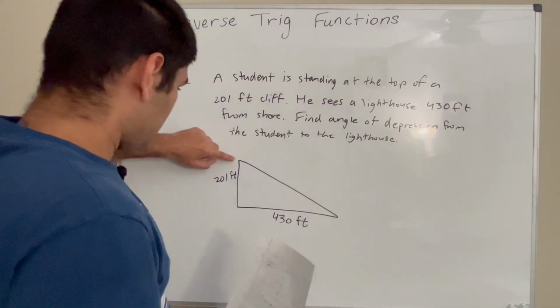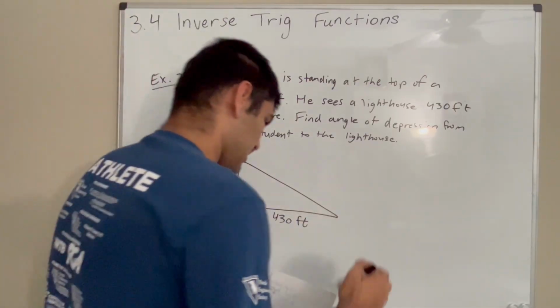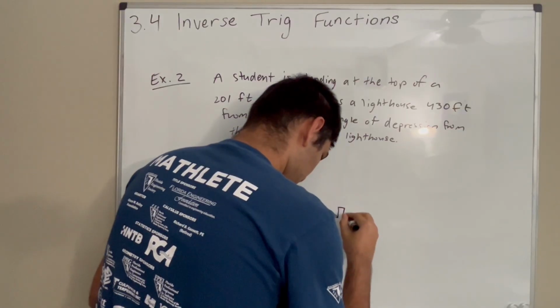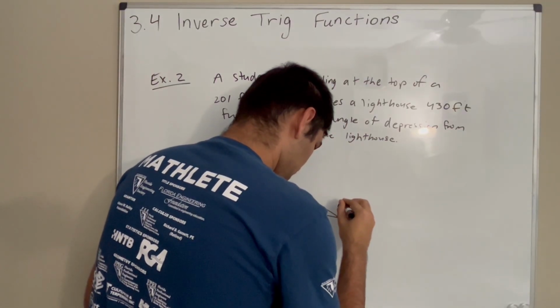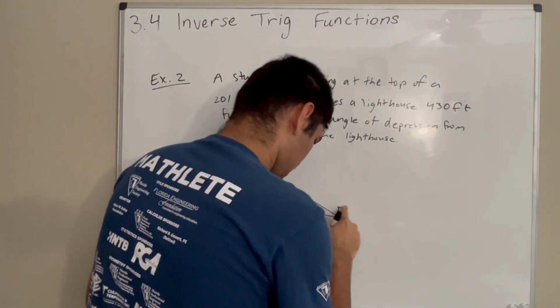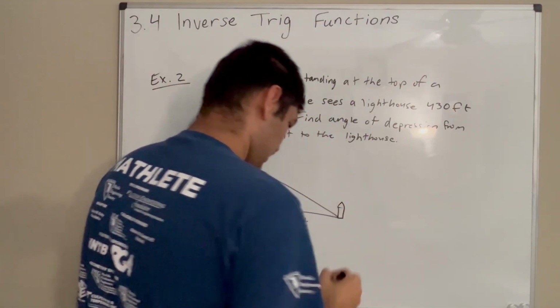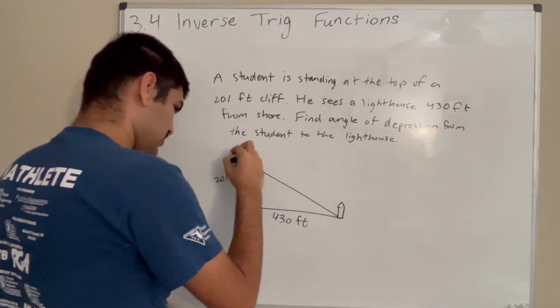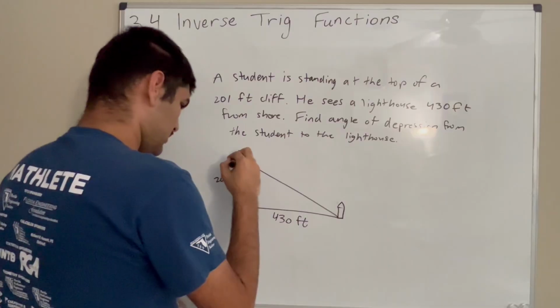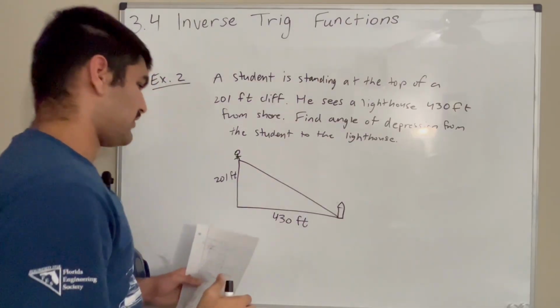Okay, and so we know the student is standing here, the lighthouse is right here, so you want to draw like a little lighthouse. Not that good at drawing, but we could just draw a little lighthouse right here. Okay, and then we have like the little student, right? He's like right there.